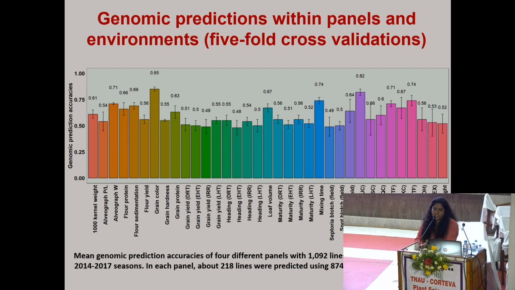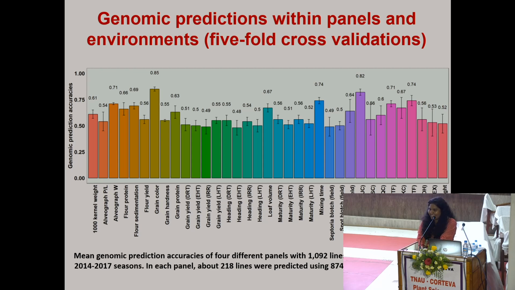And can somebody just shout out, what are some of the traits where you can see high prediction accuracies? Just shout out, somebody. Grain color, yes. Stem rust, yes. Yeah. And can somebody think, why do you think grain color might have a high prediction accuracy? Why do you think grain color is well predicted? How complex of a trait is grain color?